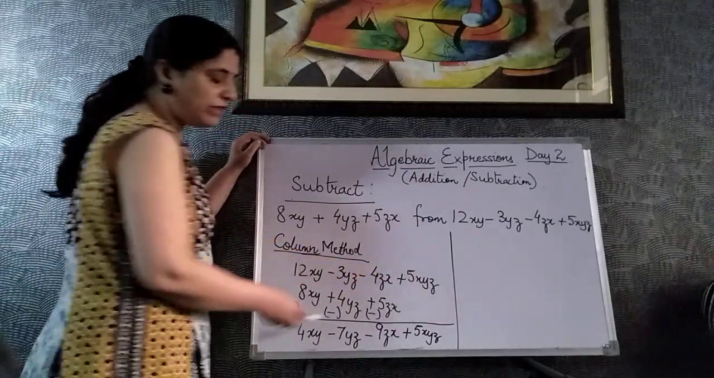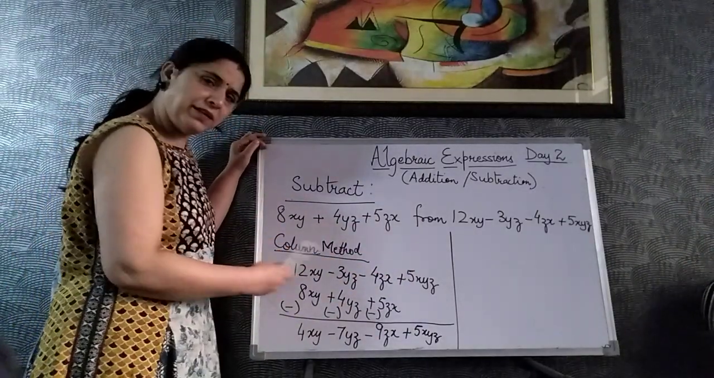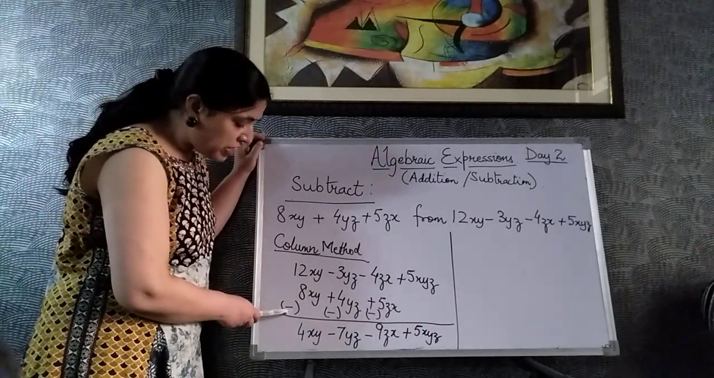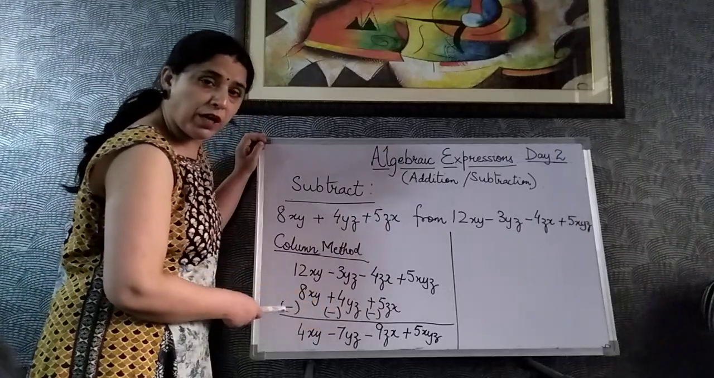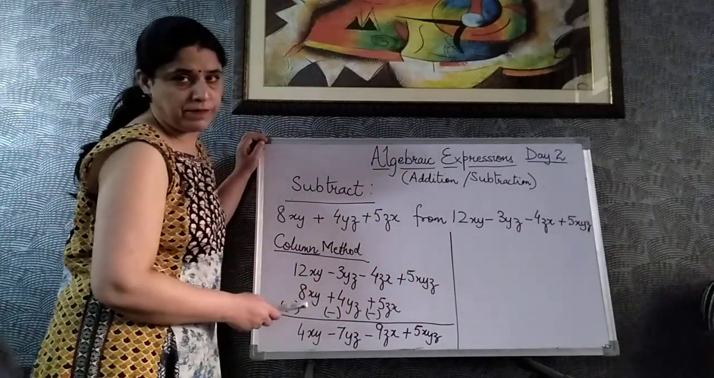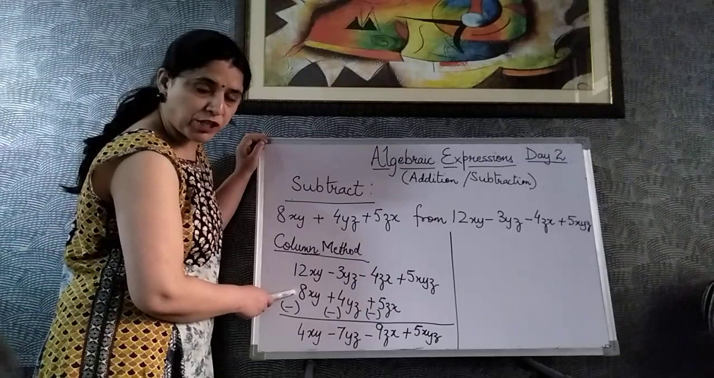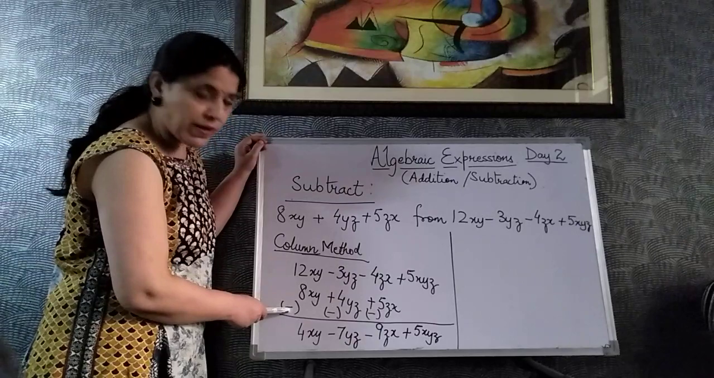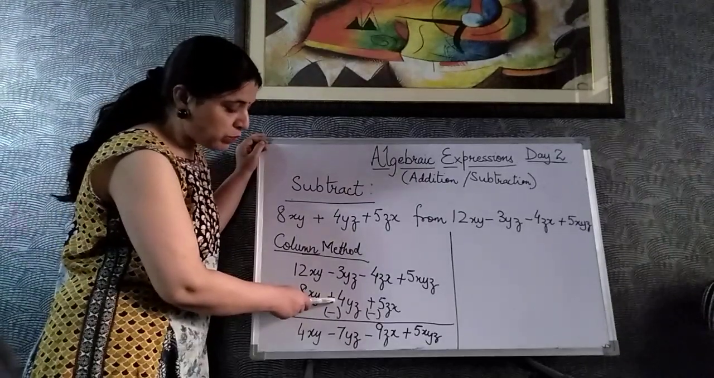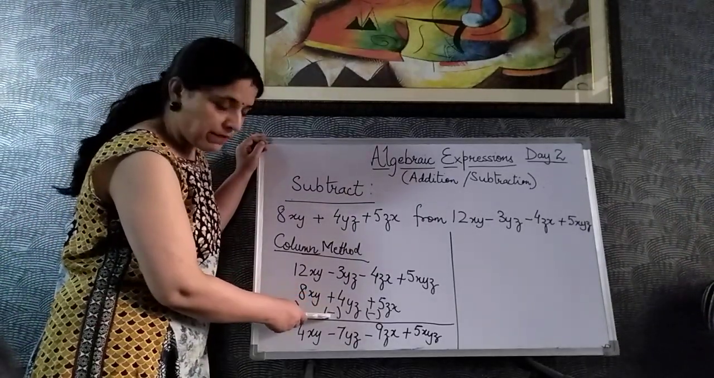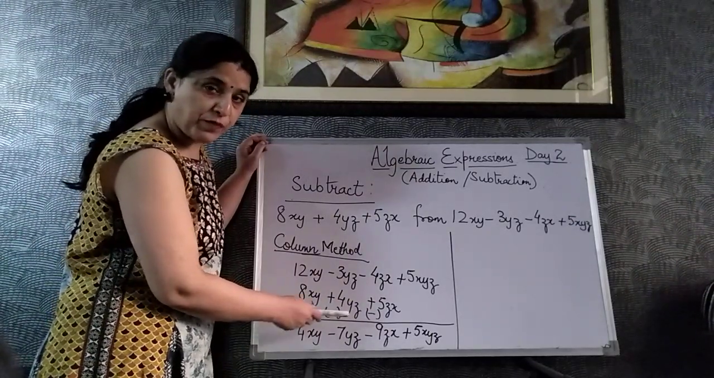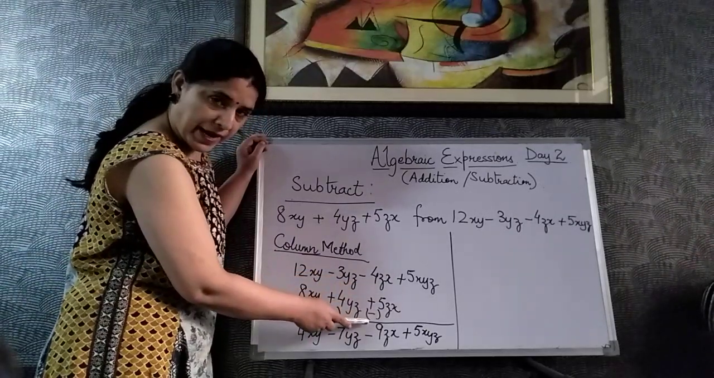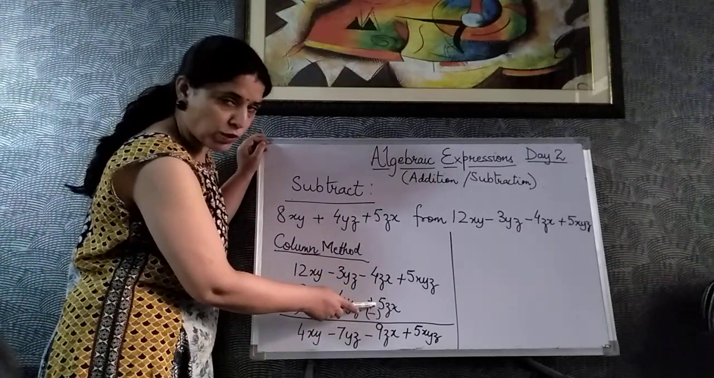Now when we subtract, in addition we have simply done like integers. But when we subtract, children, we change the sign of the lower expression. It was plus 8xy, so now it becomes minus 8xy. This was plus 4yz, this becomes minus 4yz, because we are subtracting. And this is plus 5zx, and this becomes minus 5zx.